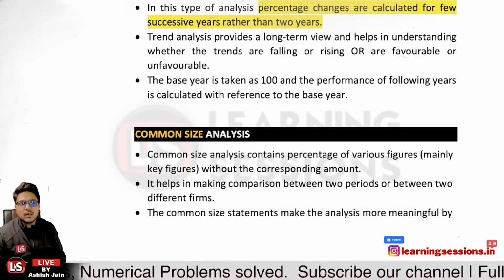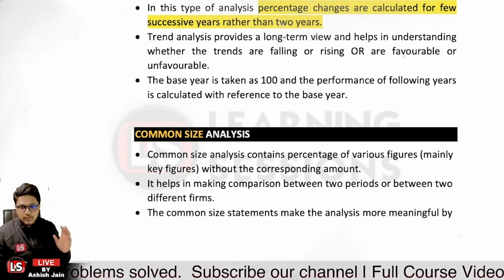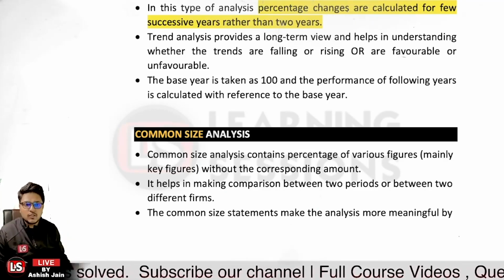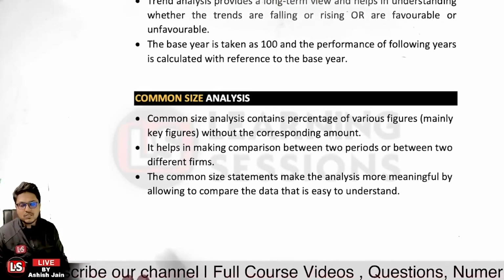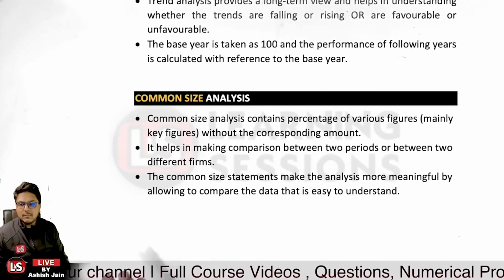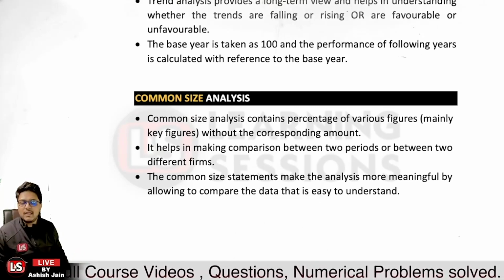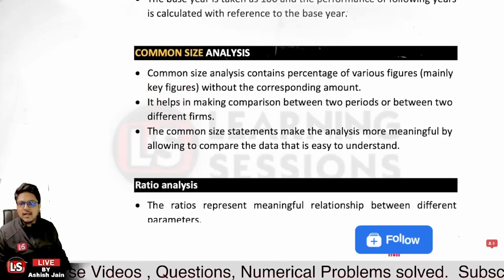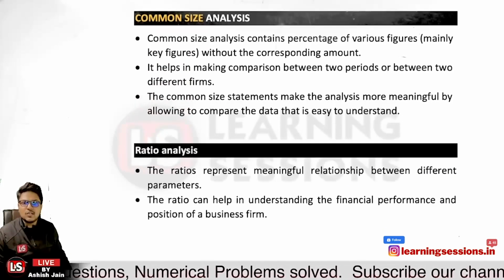It helps us to compare between two periods or between two different firms over there. Common size statements make the analysis more meaningful because we can compare the data between industries, between the firm itself, between two different years. So that is basically related to trend analysis. And the third technique that we use for financial statement analysis is ratio analysis.